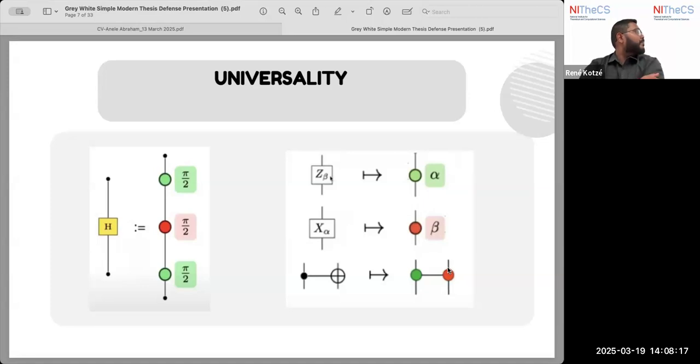I'm a bit confused. I thought from the previous slide that if you have only one wire going in and out, then it's the same as the identity. That was with no phase, so zero phase. This has phase alpha.